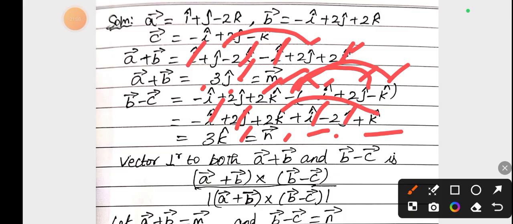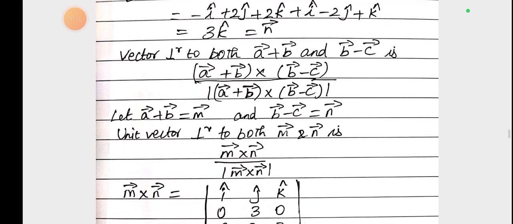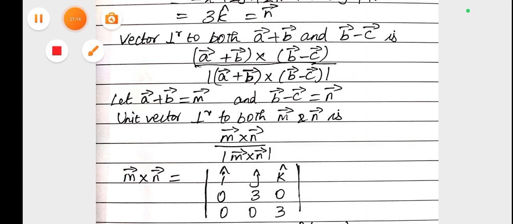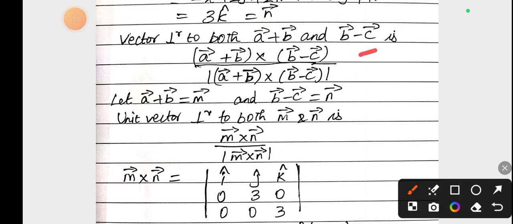So I have written the formula for the vector perpendicular to both A vector plus B vector and B vector minus C vector. That means A vector plus B vector cross B minus C by magnitude of A plus B cross B minus C. When we write this much big formula, it may feel long. For avoiding it, we can just consider that the vectors are one is m and one is n. So the formula we may write short: the two vectors cross by magnitude of the denominator. So what's our formula? Unit vector perpendicular to A vector and B vector is A vector cross B vector by magnitude of A vector cross B vector.